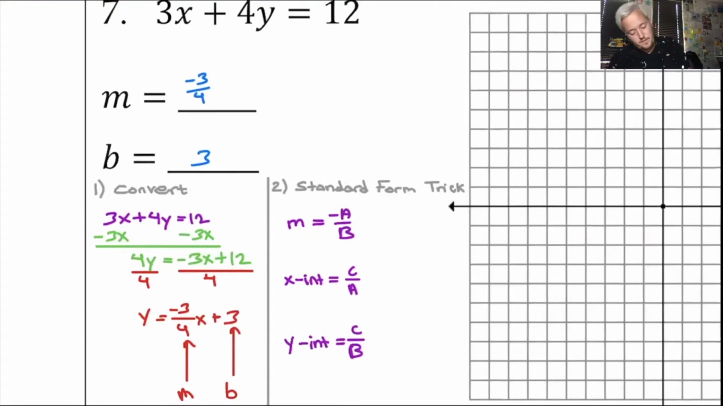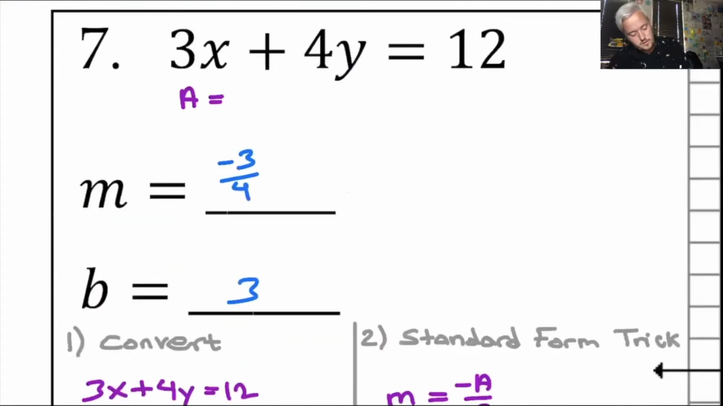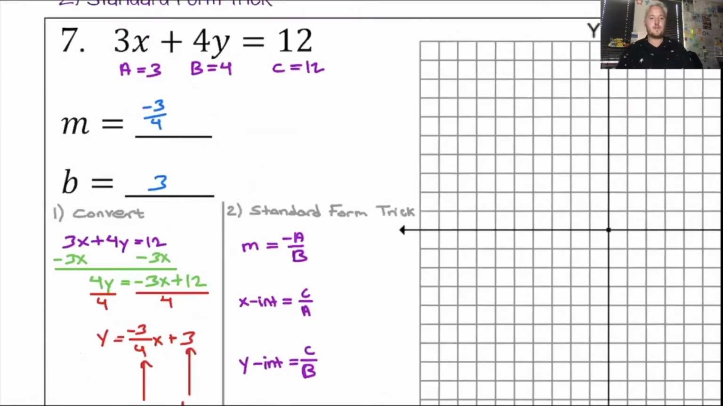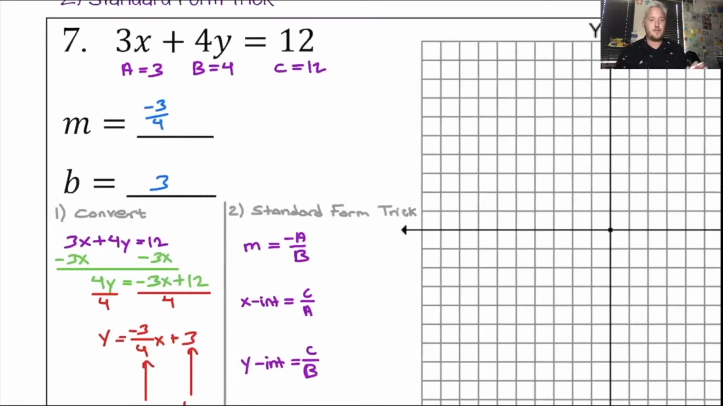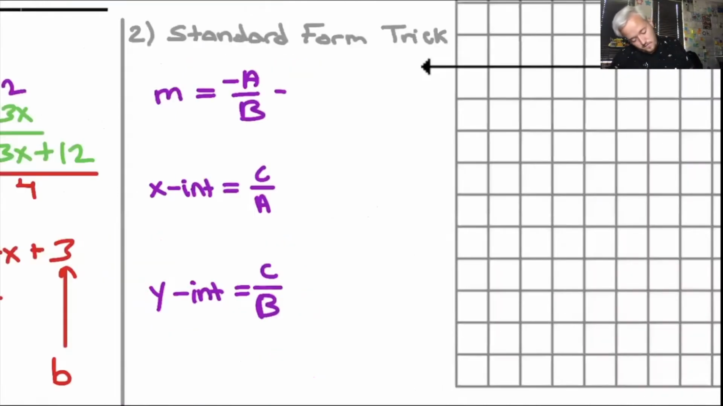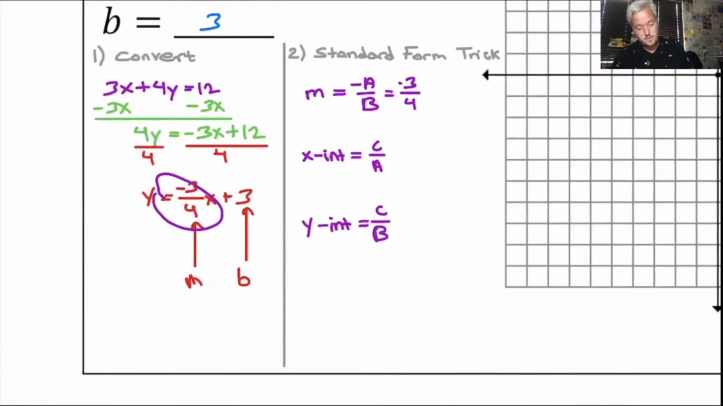So my a value is in front of the x, which is 3. I promise that's a 3. There we go. Our b value, which is 4, with a c value of 12. All right. So the opposite of a over b. So I'm going to take my a value, which is 3. I'm going to negate it. So that gives you negative 3. So negative 3 over 4, which matches, so we're good.